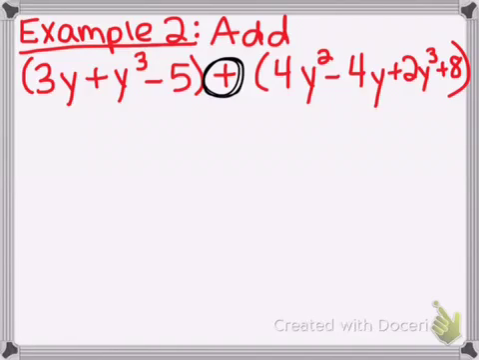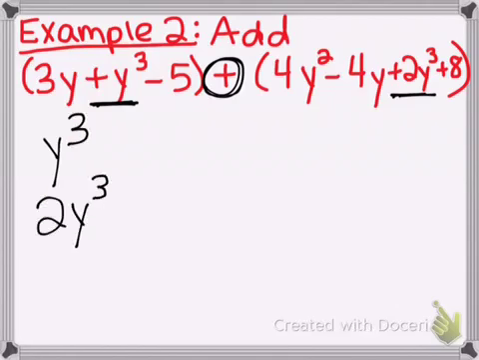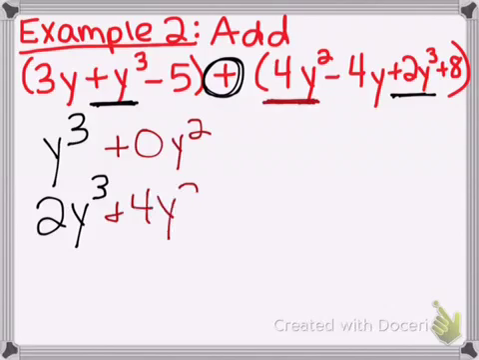So I'm going to start with my highest degree term. So I have y to the third power and 2y to the third power. So I'm going to write y to the third and 2y to the third vertically. Then I'm going to look for y squareds. So I have no y squareds in the first one, so I'm going to put 0y squared. And then 4y squared on the second one, and I'm going to put that right underneath.